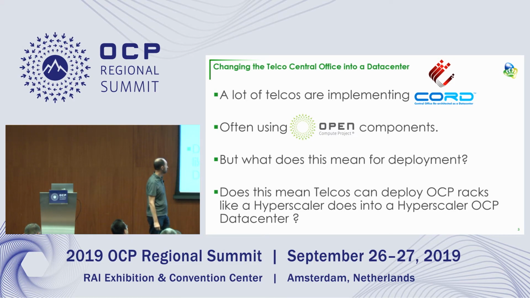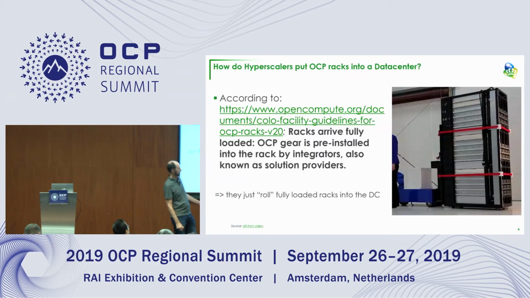So what we did is we looked into this and said, okay, is there not a better way to get this stuff into these locations? Because if you change a central office into a data center, you could think, okay, let's do it the way a hyperscaler does it. Because hyperscalers have their own way of deploying these things into these locations. I'm not sure if anyone's seen the Yahoo Japan presentation yesterday. They actually showed a video how they roll in racks, which are pre-built. I got a picture from someone else who did something similar.